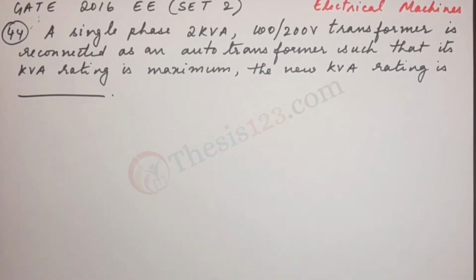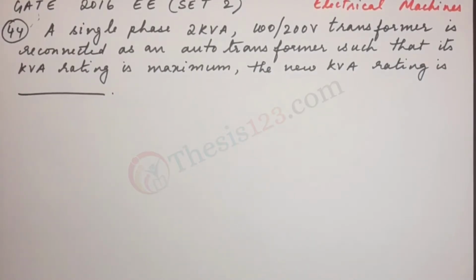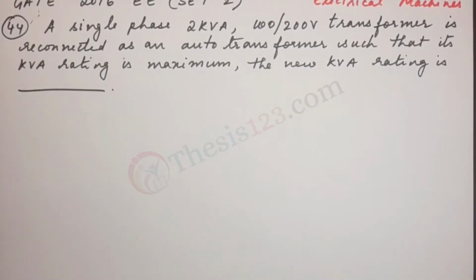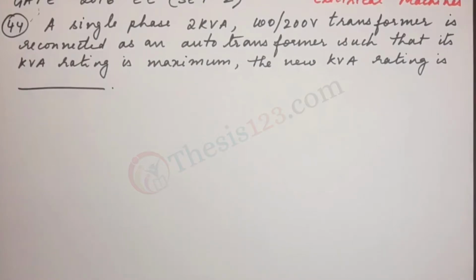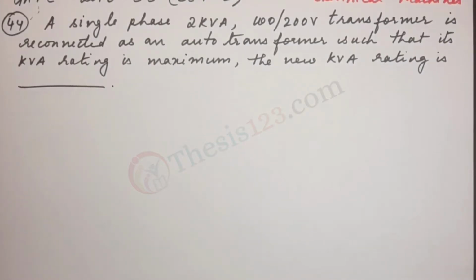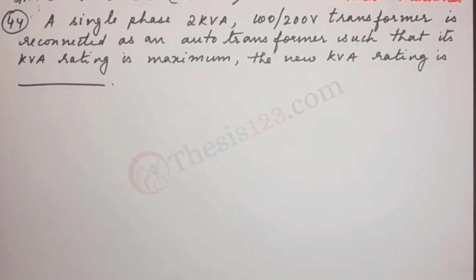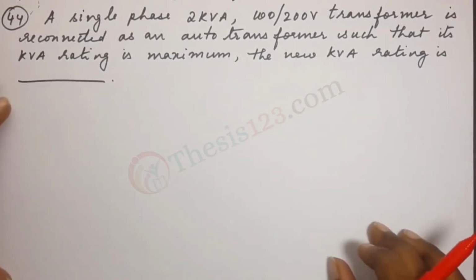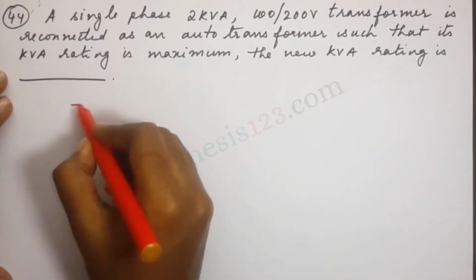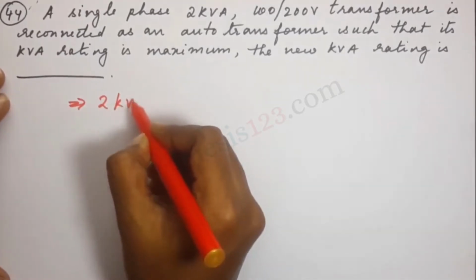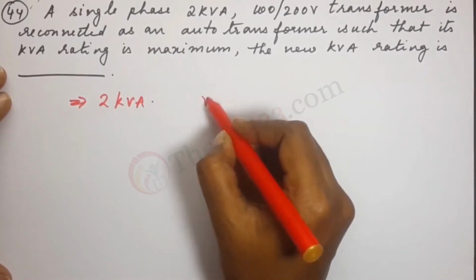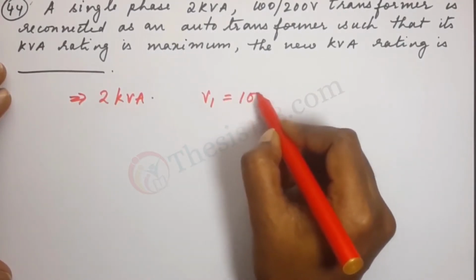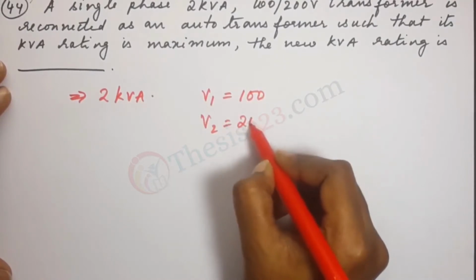A single phase 2 kVA 100 by 200 volt transformer is reconnected as an auto transformer such that its kVA rating is maximum. The new kVA rating is dash. Now there is a very similar question like this in the SET1 paper as well. Let's work it out. Okay, so here we have been given that the kVA rating is 2 kVA, and the voltage of the transformer, the voltage ratio, V1 is 100, V2 is 200.